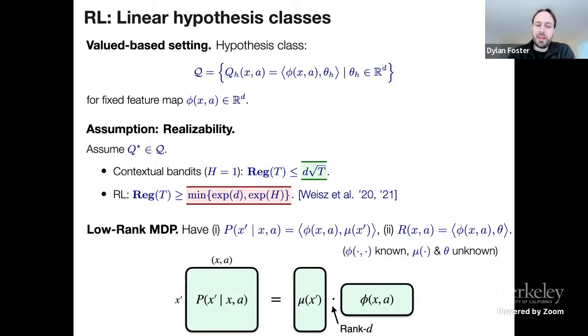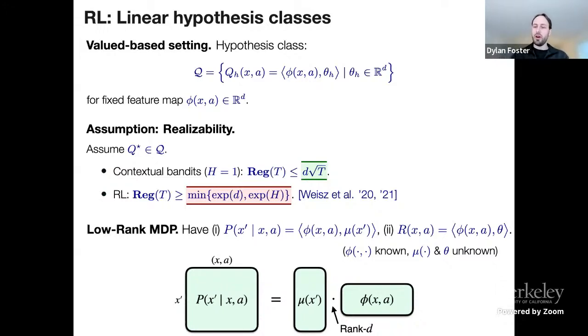This property says that our transition probabilities admit a low rank factorization with respect to this feature map phi that we're using to define our hypothesis class. So the probability that we transition to x prime, given that we're in x and take action a, looks like the dot product of our feature map phi and another feature map mu of x prime. In this setting, we're assuming phi is known, but we're going to allow mu to be unknown.